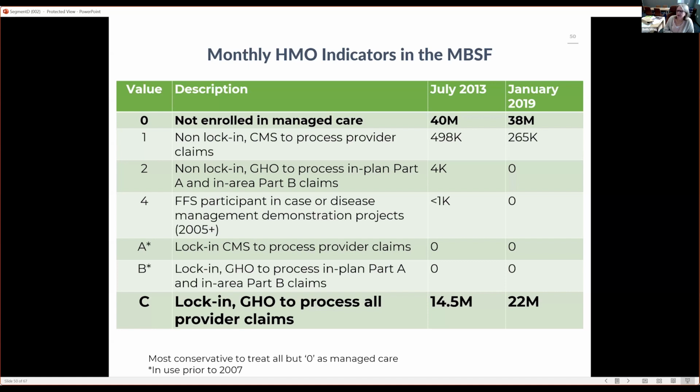The non-lock-in, the 500,000 to 265,000, that is the cost managed care. It is a very small experiment that is now completely gone. And the lock-in group health organization to process all claims, that is the risk managed care. So that is what these variables mean. C is managed care. 0 is not managed care, but does not necessarily mean fee-for-service. And the non-lock-in ones are the cost managed care that, again, I would encourage you to be very careful and thoughtful about whether you're going to go there or not.